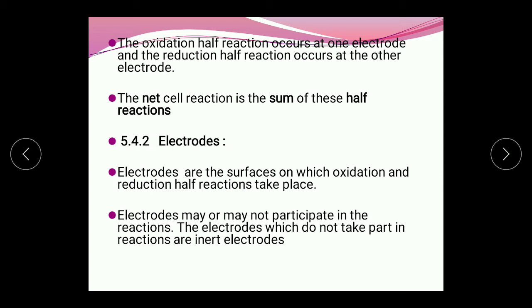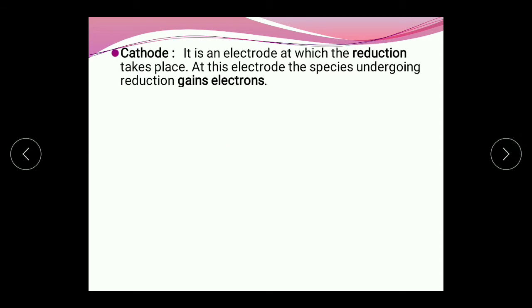The electrodes which do not take part in the reactions are called inert electrodes. And those which take part in the reaction are of two types. First one is cathode and next is anode. What is cathode? It is an electrode at which reduction takes place. So cathode, where there is reduction. Remember these two words or connect them: cathode, reduction. What is reduction then?